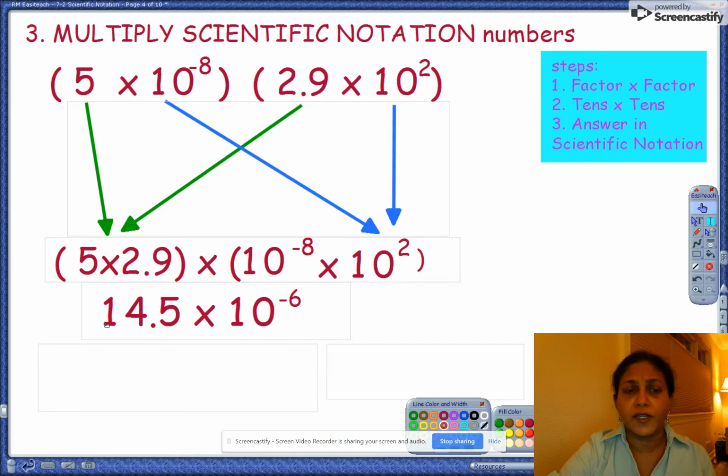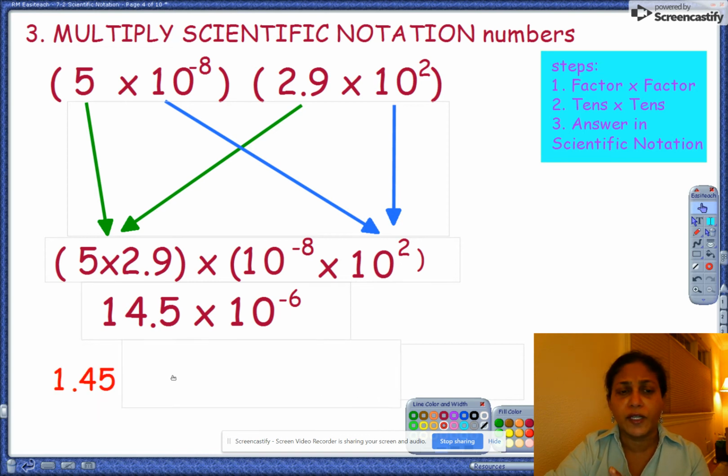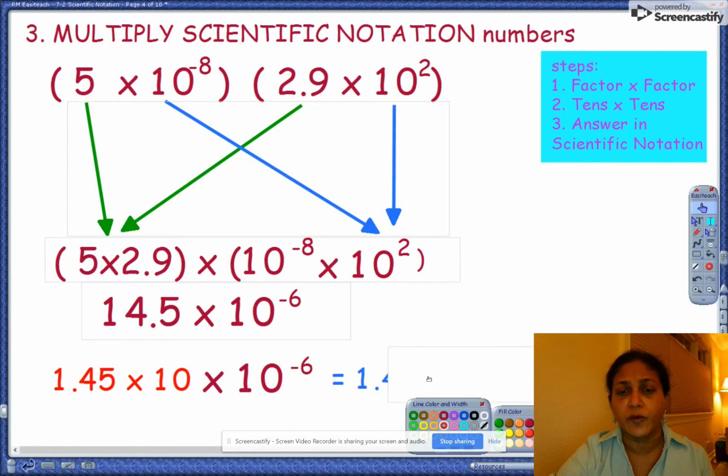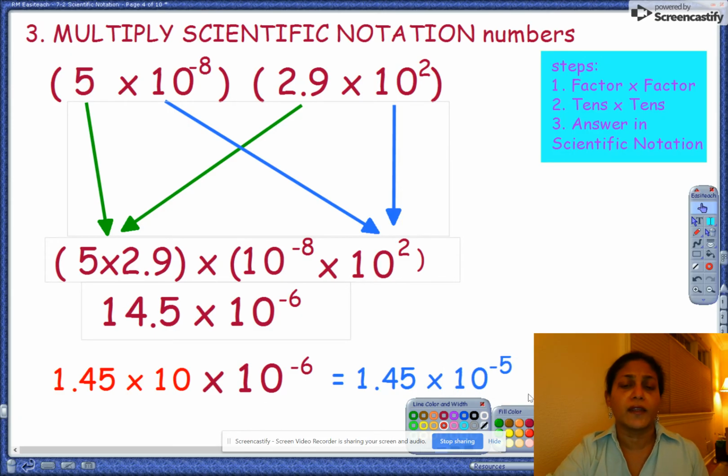It turns out that 14.5 is not acceptable because our factor has to be between 1 and 10. So what we're going to do is take this 14.5 and change it into 1.45 times 10. And we already have times 10 to this negative 6th. So now our factor is going to be 1.45, and we're going to combine the two powers of 10 to make it 10 to the power of negative fifth. And that is your final answer in scientific notation.